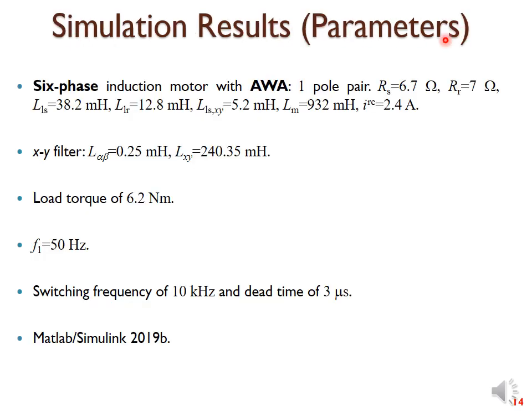The simulation results are performed with a 6-phase induction motor with asymmetrical windings. The choice of asymmetrical windings is especially interesting because the previous method was only suitable for 5 phases with symmetrical windings. This machine has 1 pole pair, these electrical parameters, and the rated current is 2.4 amps. The inductances of the XY filter in the alpha, beta, and XY planes are these ones, in accordance with previous publications. This filter is here considered for all the switching methods. The load torque is 6.2 Nm, the fundamental frequency 50 Hz, with switching frequency of 10 kHz, dead time of 3 microseconds, and all these results are performed in MATLAB Simulink.